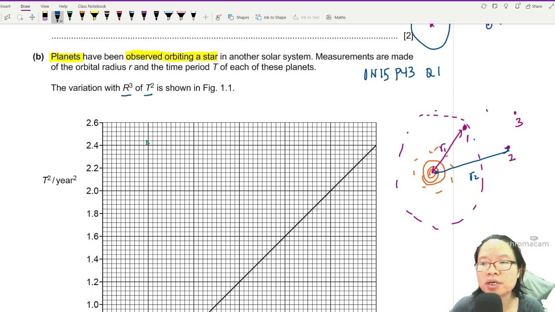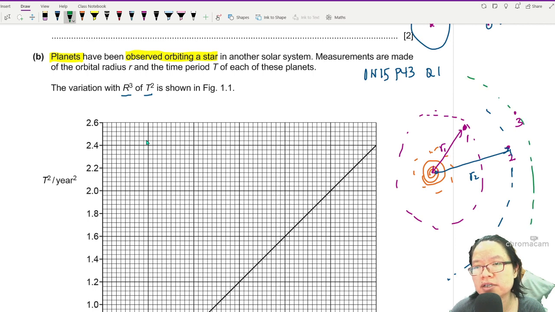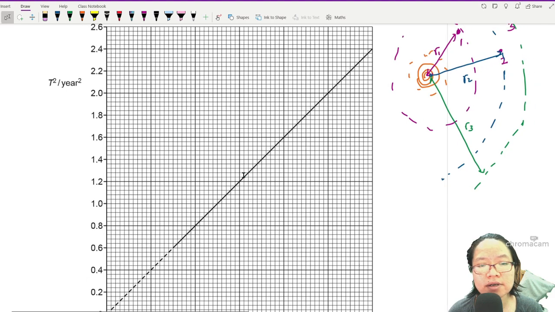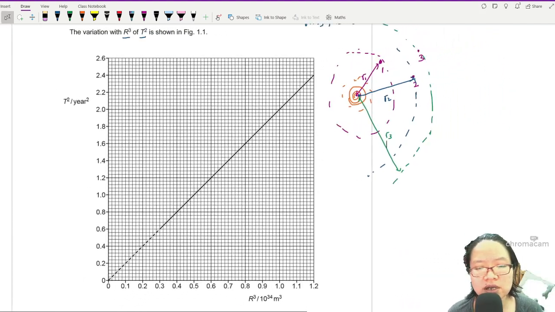It has its own period. This is its circular orbit. Okay, and then maybe for this third planet, this is another circular orbit, and here to here, this is your R3. So we observe a bunch of planets and we plot their period squared, the period of the orbit, against how far they are. Let's see if this graph makes sense or not. The further away you are, the bigger the r cubed, the bigger the period. Makes sense, right?